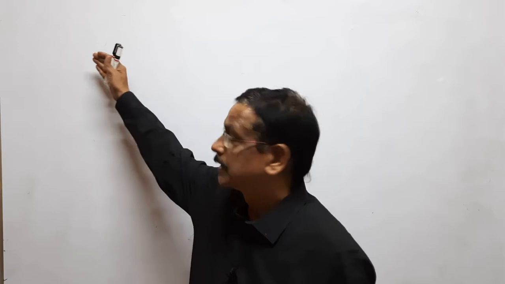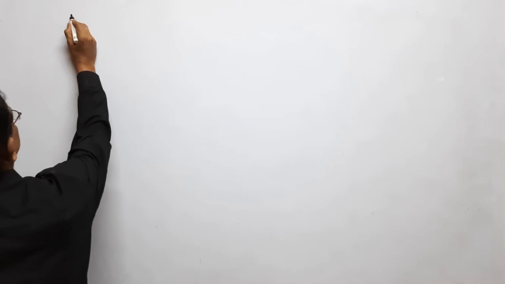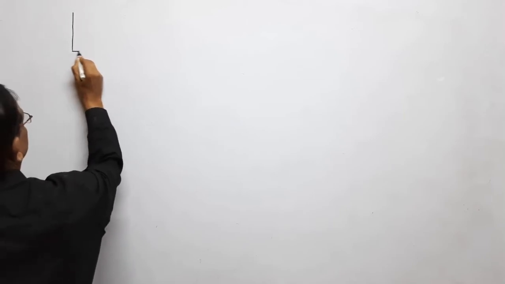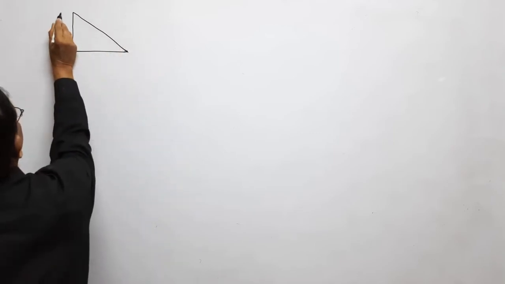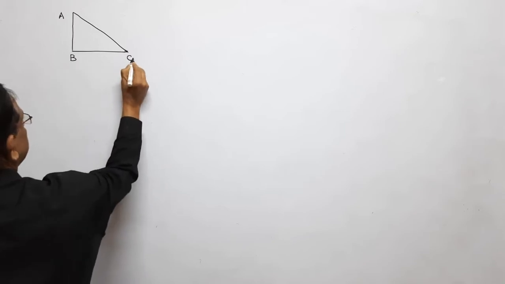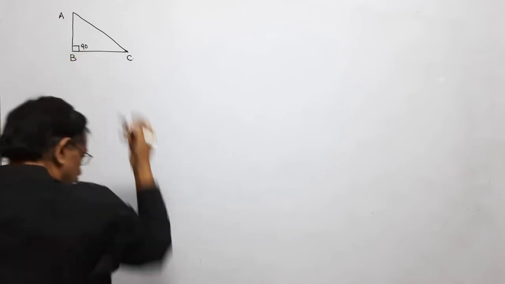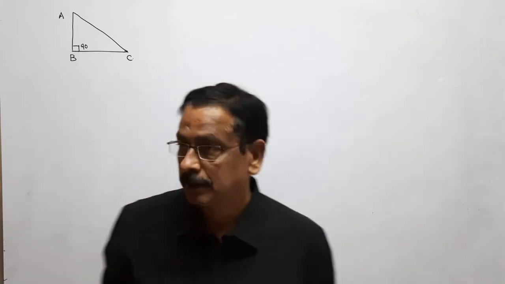The answer is yes. For that, before writing down those values, let us consider some other aspect and do something which will help us in calculating many of the trigonometric values. Let us consider the triangle A, B and C, with 90 degrees at B. So this is obviously a right angled triangle.